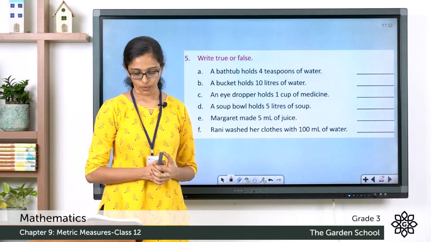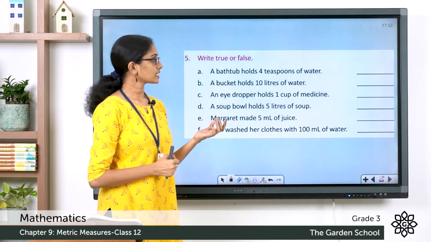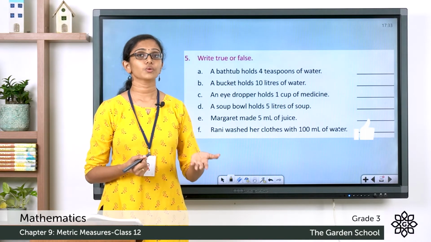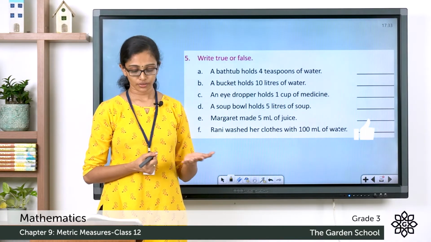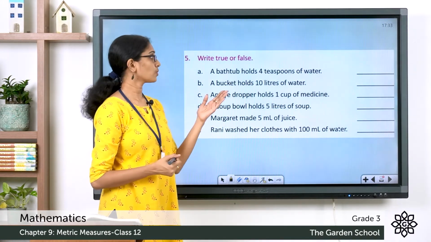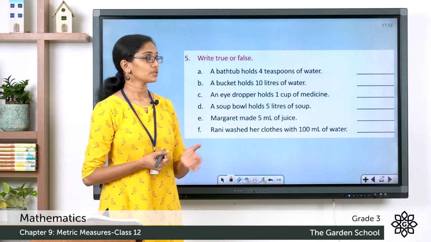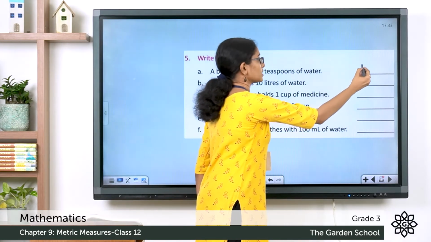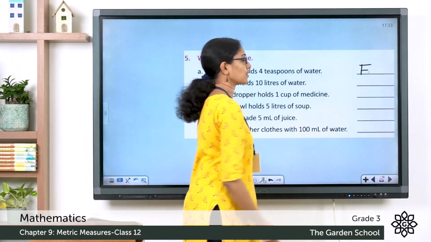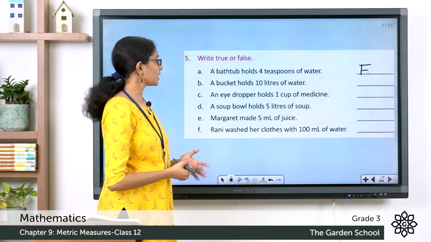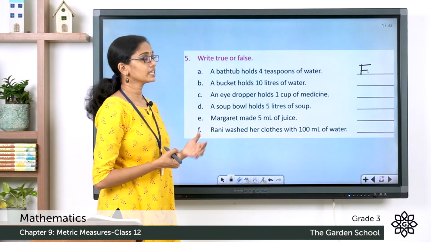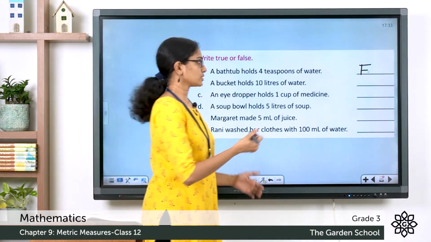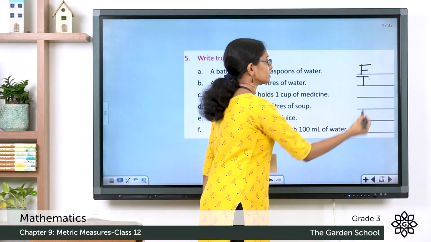Now, let's see the next one. Write true or false. A bathtub holds 4 teaspoons of water. Everyone knows what a teaspoon is. So, do you think a bathtub can hold only 4 teaspoons of water? No. So, is that statement true? No. That statement is false. So, you can write false or F for false here. Now, the next one. A bucket holds 10 liters of water. Is that possible? Yes, it is possible. So, you can write T or true there.